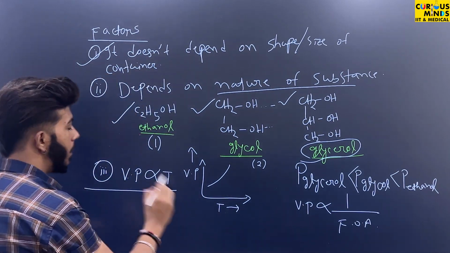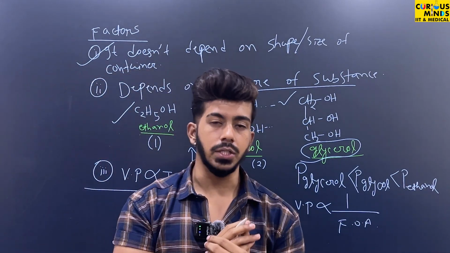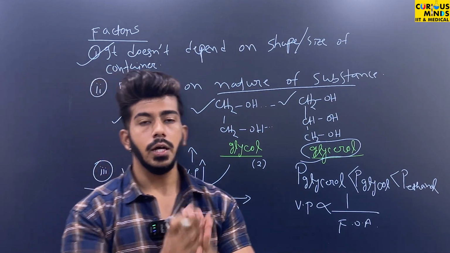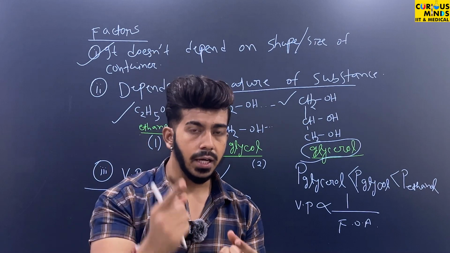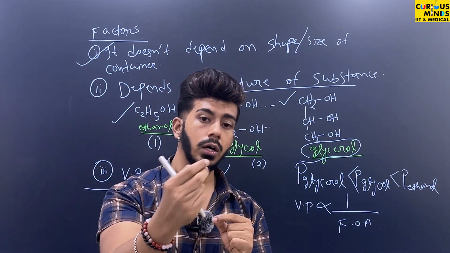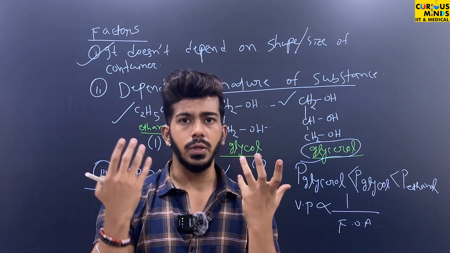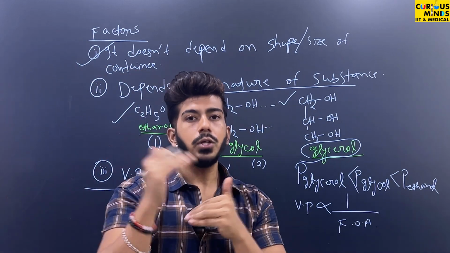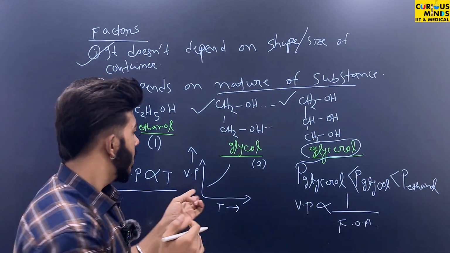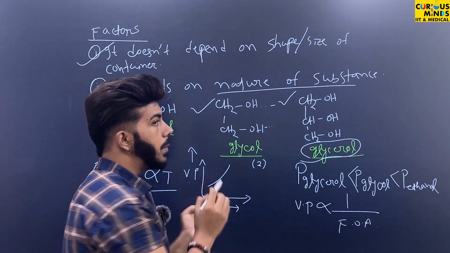Third, vapor pressure is directly proportional to temperature. Suppose I have a beaker and if I increase the temperature, क्या होगा? जितना temperature बढ़ेगा उतना ही evaporation increase होगा, right? Suppose the temperature is very high, we are sweating. What is that? Evaporation हो रहा है ना, बहुत ज़्यादा evaporation. So evaporation के कारण vapor pressure भी increase होगा.